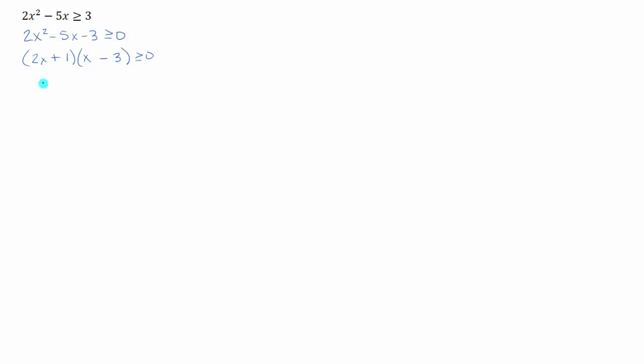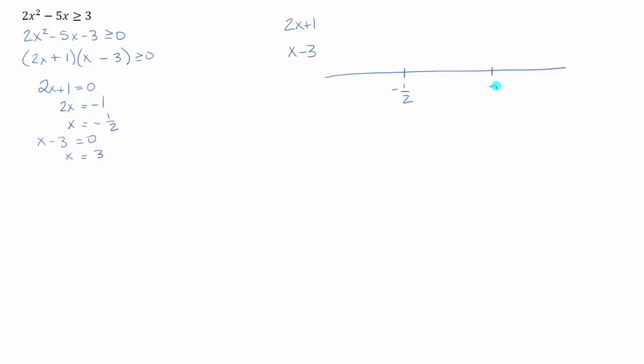Let's get the critical values. So 2x plus 1 equals 0. 2x is negative 1 and x is negative one half. x minus 3 equals 0 gives me x equals 3 as my critical value. So a sign chart here. List the factors 2x plus 1 and x minus 3. Place the critical values on the number line in the order that they would appear on the number line, and then start testing the intervals.